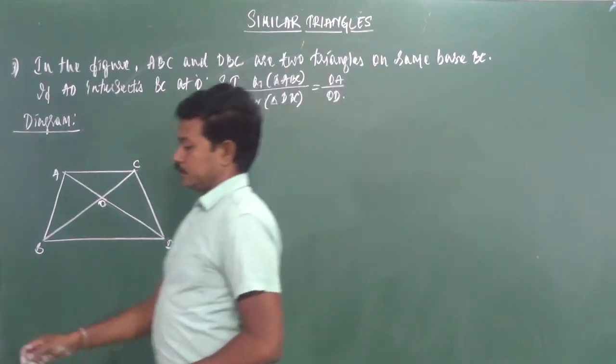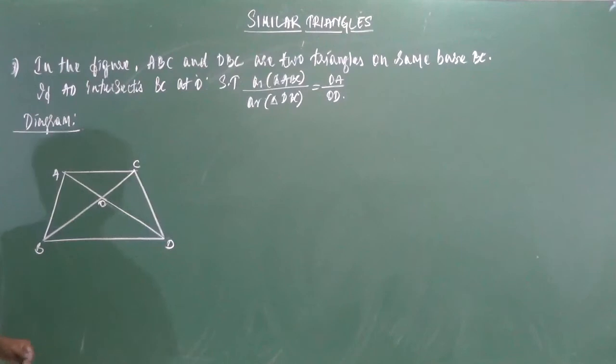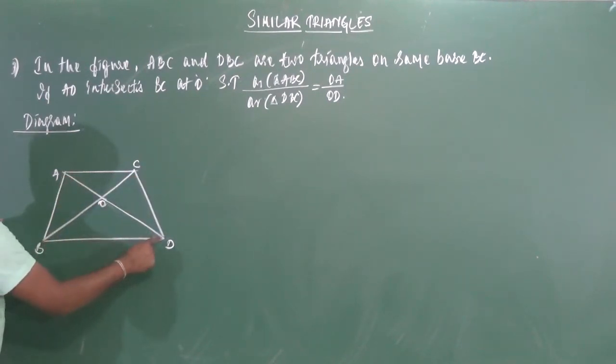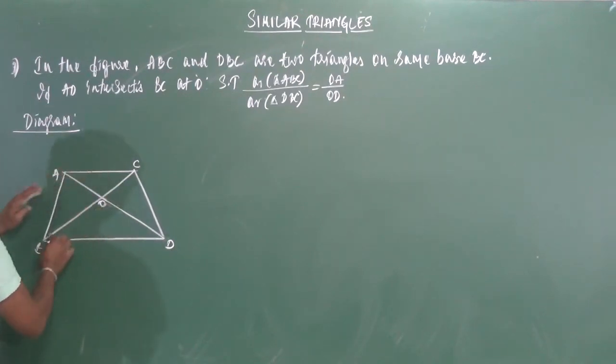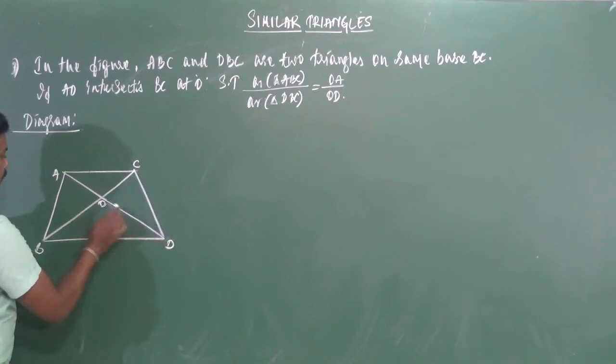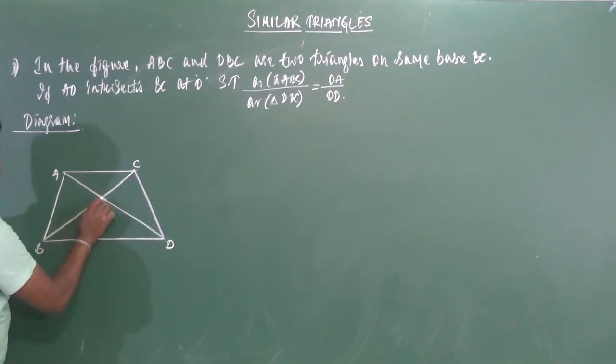Right. So you can observe here, in the figure, ABC and DBC are two triangles. ABC is one of the triangles and DBC is another triangle. Both the triangles are on the same base BC. If AD intersects BC at O, so AD is another diagonal which is intersecting BC at point O here.